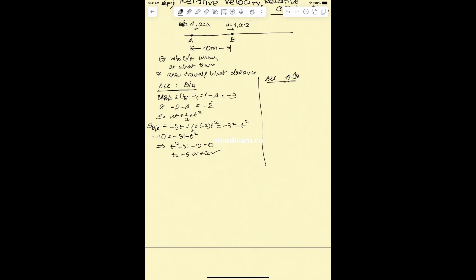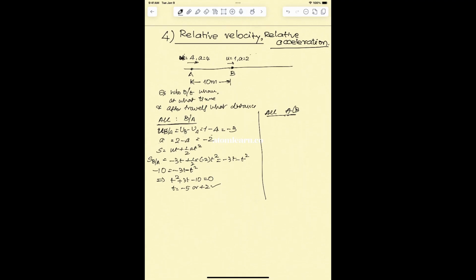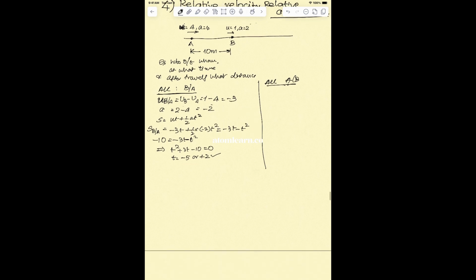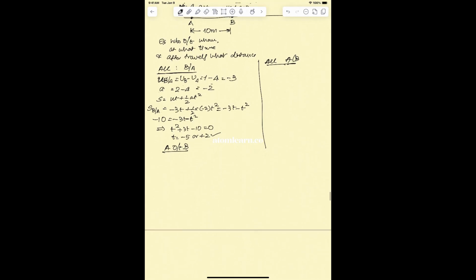Therefore, now the first question. Obviously, then who overtakes whom? Because the situation is very clear that both of them are moving forward. Then naturally, A has to overtake B. The answer for the first question is A overtakes B. It is obvious. Then the second thing, at what time?